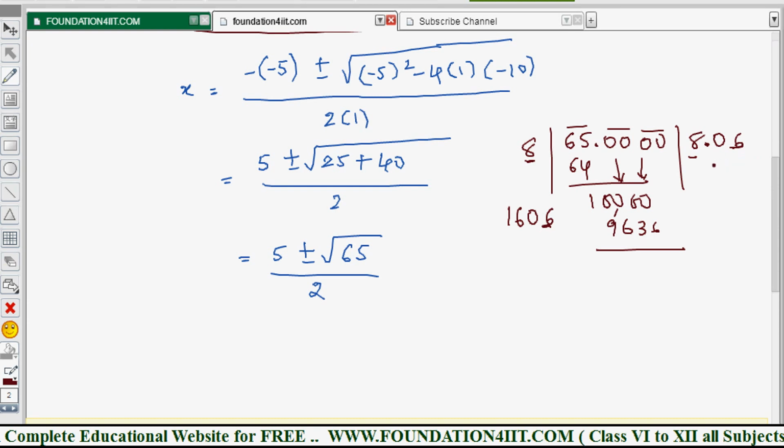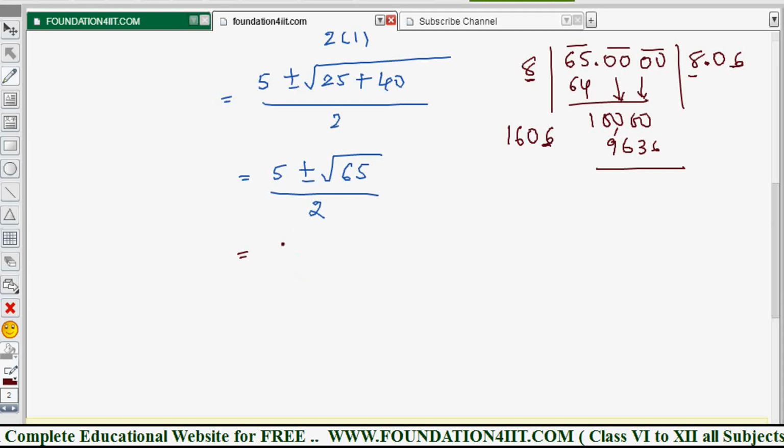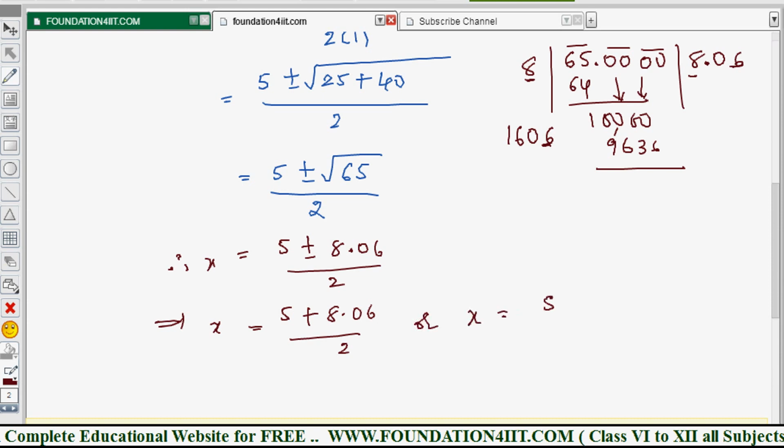Now 8.06 you can take. Up to 2 decimal places you can stop this. So we got 8.06. Now 5 plus or minus 8.06 divided by 2, so we have two values. Therefore x is equal to 5 plus 8.06 divided by 2, or x is equal to 5 minus 8.06 divided by 2. Let's take plus and let's take minus.